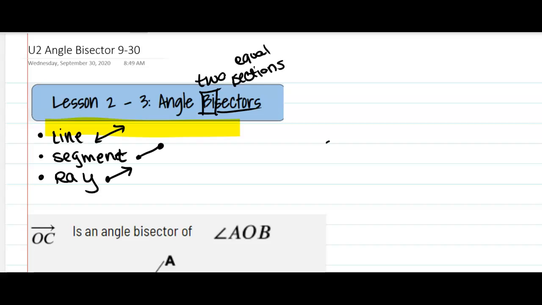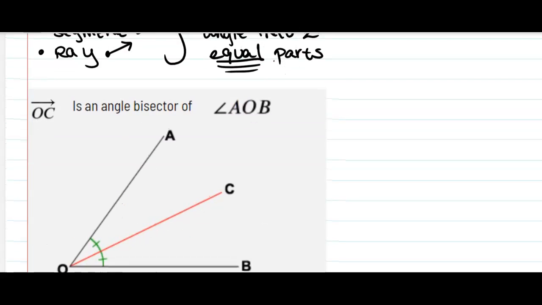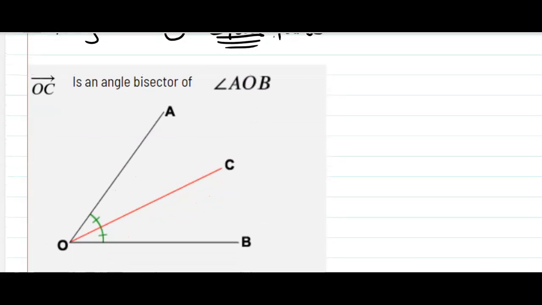But no matter what type it is, they will always divide the angle into two equal parts. So your bisector is a lot like your midpoint. All right, so let's look at this problem.